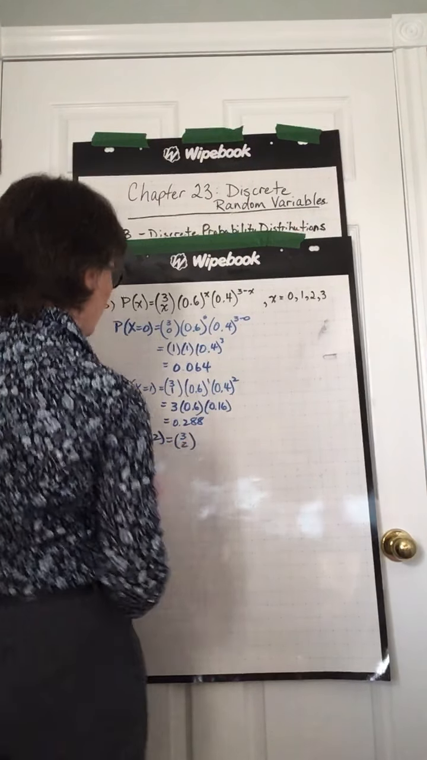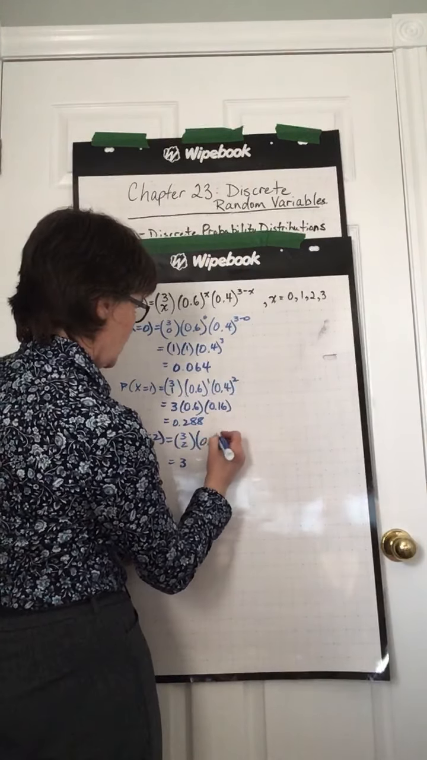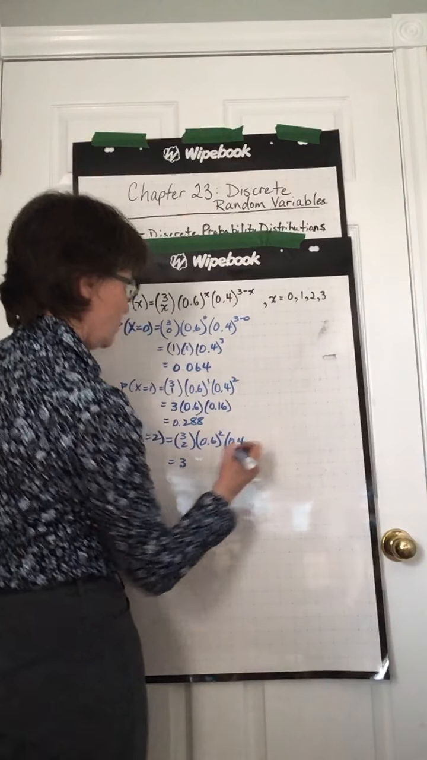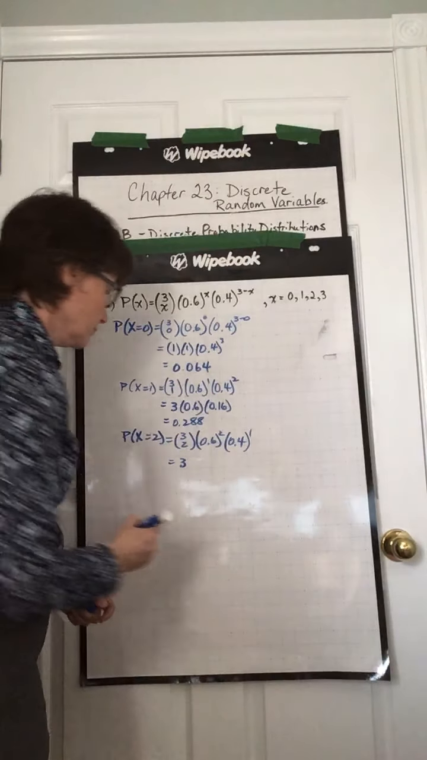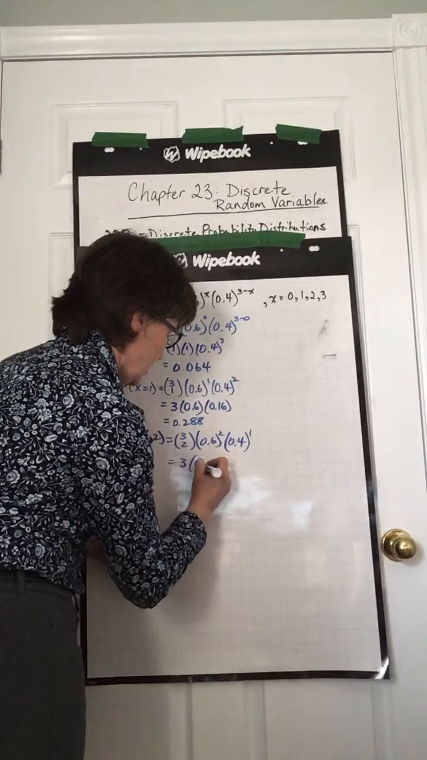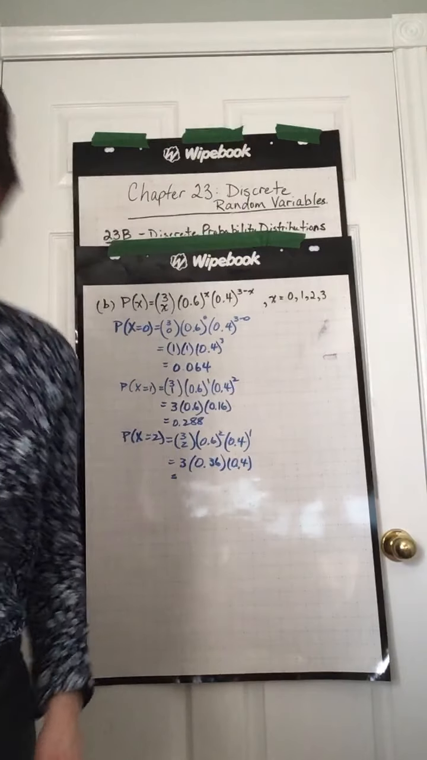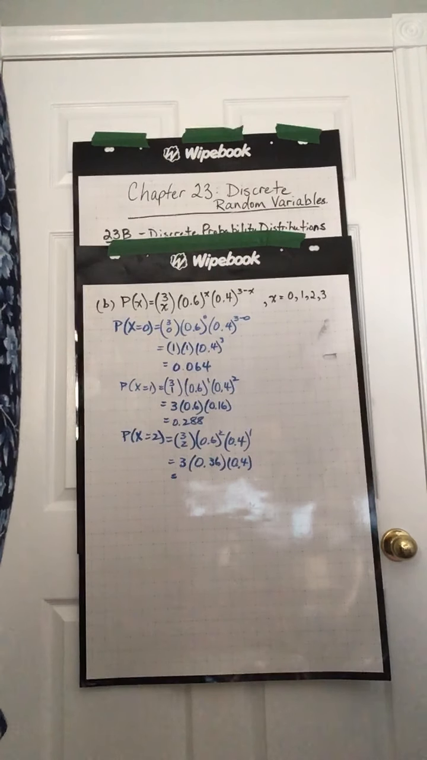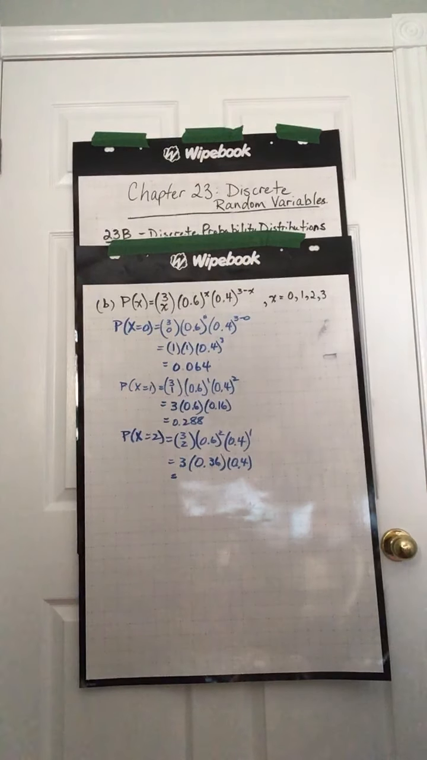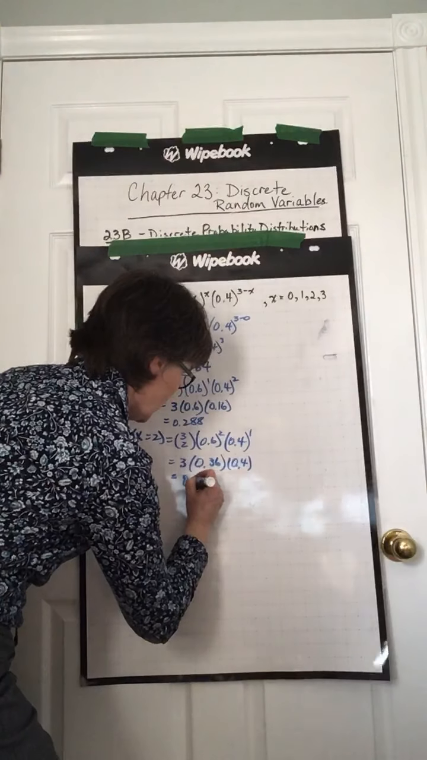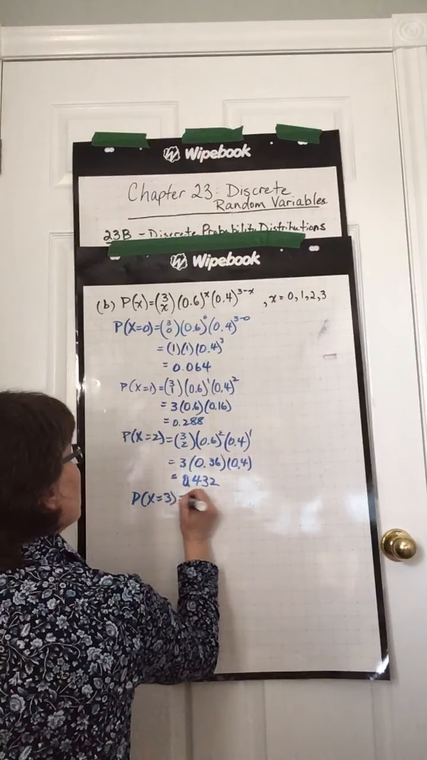Okay, next one, probability that x is equal to 2. 3 choose 2 from our Pascal's triangle is equal to 3. 0.6 squared and 0.4. 3 subtract 2 is going to be the power of 1. So 0.6 squared is 0.36, and that's the power of 1, so 0.4. Multiply that. 0.432. And the last one, probability that x is equal to 3.